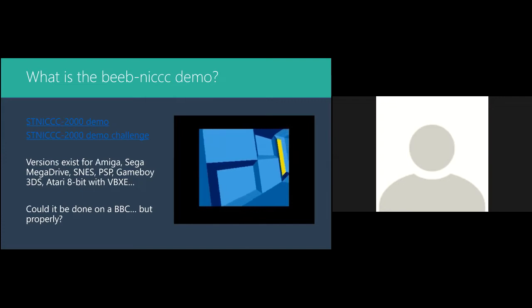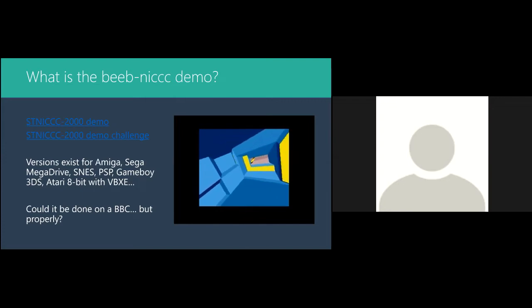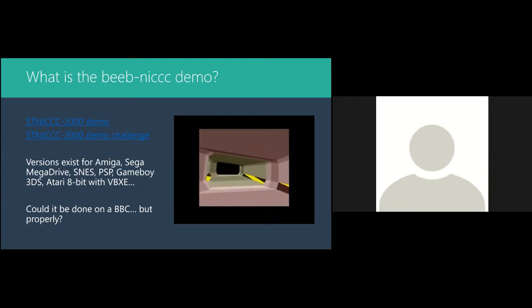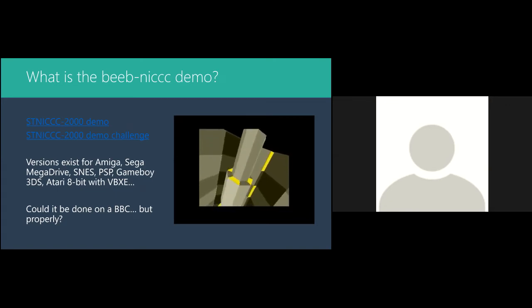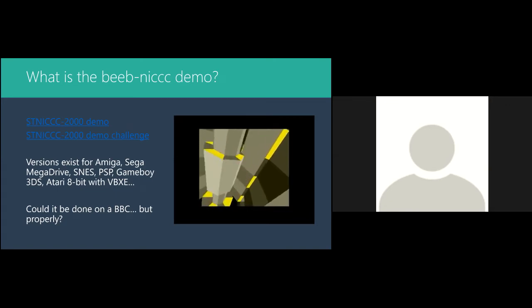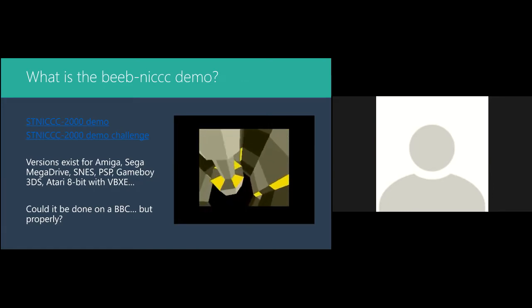And there was actually a competition in, I think, November 2018 to see how many different platforms people could port the demo to by Easter 2019. We were kind of late for that, but there were quite a few different versions that have existed. There's only one 8-bit version, and that's for the Atari 8-bit, but it uses this BEEB-NICCC, which I'm not familiar with, but apparently it has a blitter in it, which is kind of cheating.